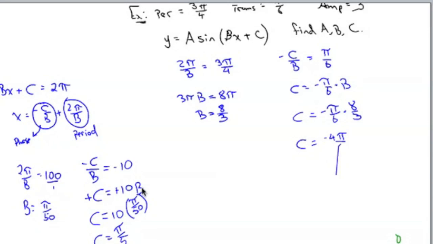So when you plug this back into the function, you get y is equal to the amplitude, 3, sine of 8/3 x minus 4 pi over 9. And this would be a function that has a period of 3 pi over 4 and a translation of pi over 6 to the right. Not that hard, right? And if you forget the formula, you always take this and set it equal to 2 pi and then just solve and see what happens. Okay.